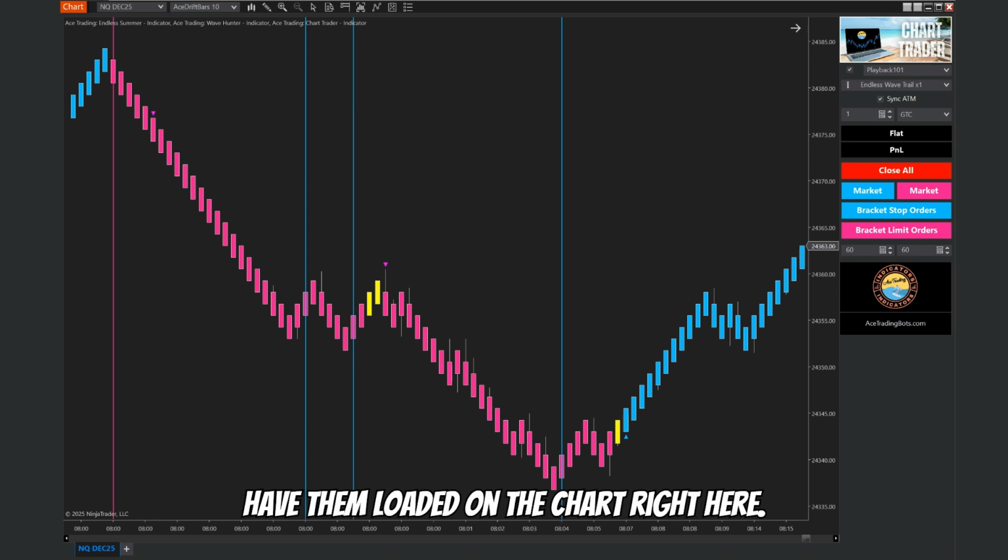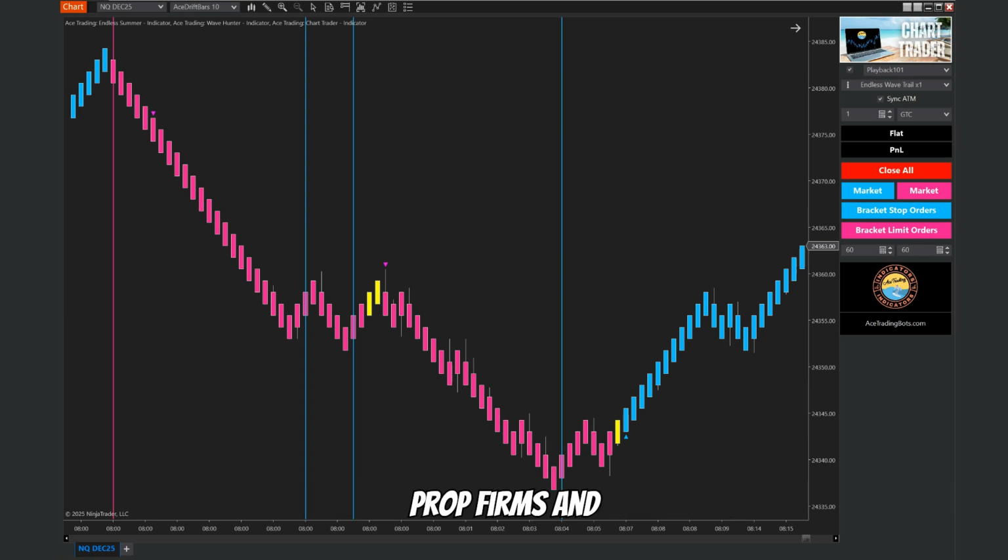I like to call this strategy Endless Wave because it uses those two indicators, Endless Summer and Wavehunter. You can see I already have them loaded on the chart right here. I'm going to show you exactly where I take my trades and how I am so successful in trading my cash accounts, but also my prop firms.